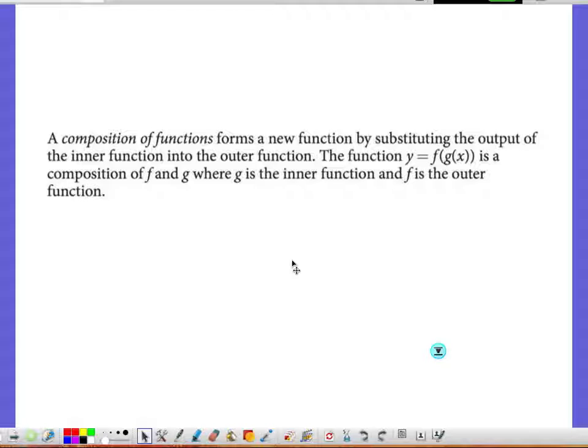Alright, it begins by saying that a composition of functions forms a new function by substituting the output of the inner function into the outer function. The function y equals f of g of x is a composition of f and g, where g is the inner function and f is the outer function.